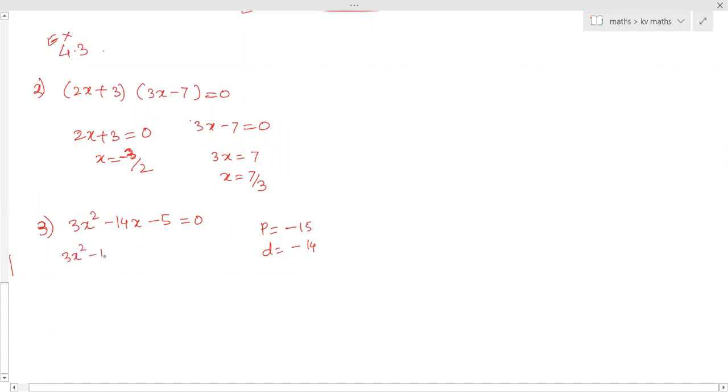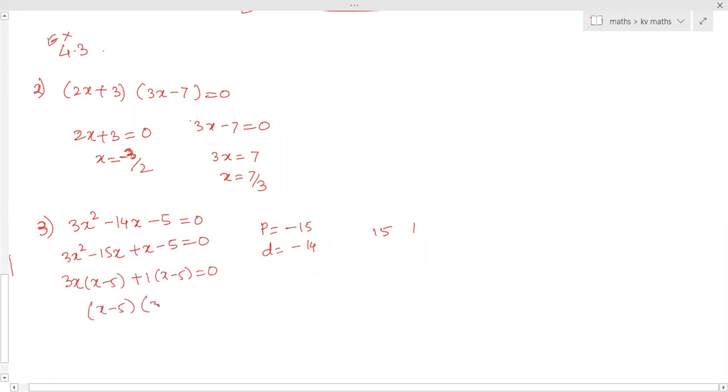So 3x square minus 15x. The larger number should have the middle term's sign. 15 and 1 are the two terms. Larger number is 15, so 15 should have the middle term's sign. Middle term has a minus sign, so 15 should have minus sign. Plus x minus 5 is equal to 0. So 3x into bracket x minus 5 plus 1 into bracket x minus 5 is equal to 0.